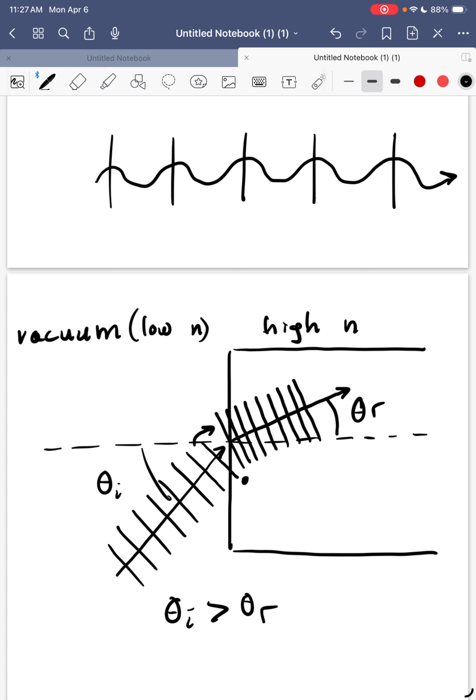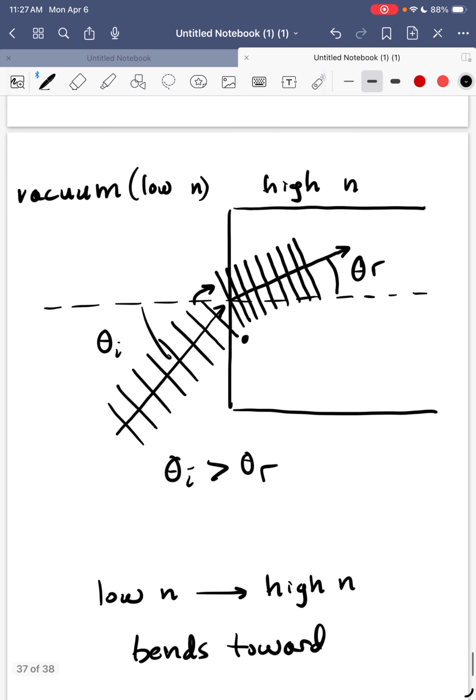Another way of thinking about what's going on here is that when the light wave travels from a low index of refraction into a high index of refraction, it bends toward the normal line. It bends toward this dashed line in the middle. So basically it travels this way, and then it turns, and then it travels closer to the middle. When it goes into a higher index of refraction, it stays closer to the midline. So that's going from low index of refraction to high index of refraction.